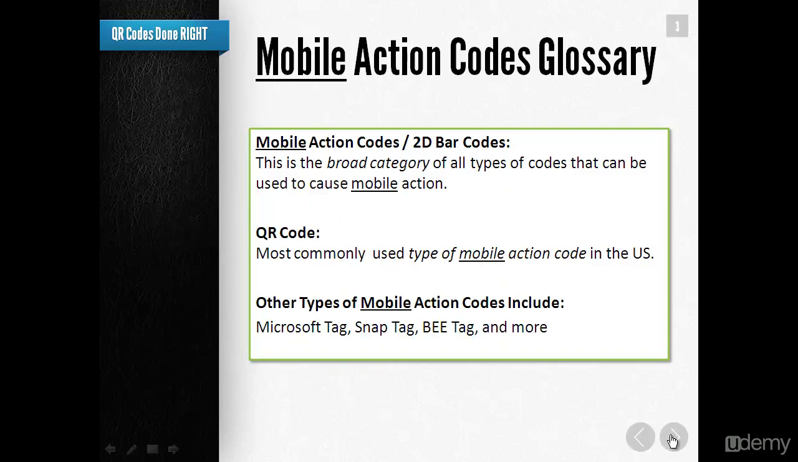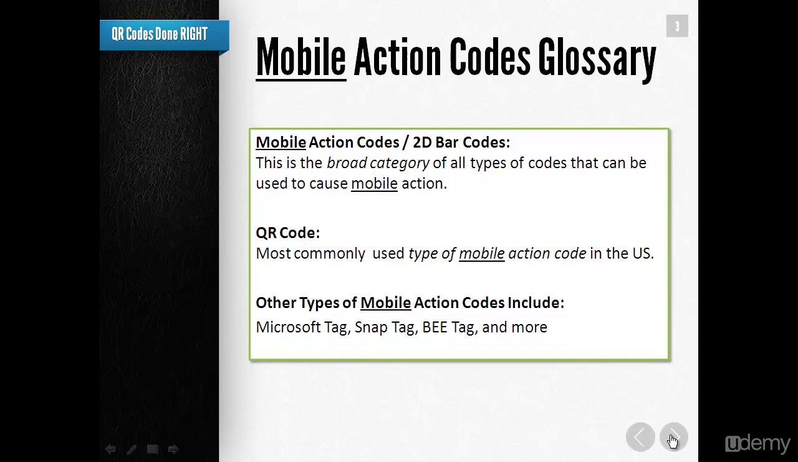Okay, I want to start first with the Mobile Action Codes Glossary. I've been saying QR codes, but it's really important that you understand that QR codes are only one type of mobile action code. Mobile action code is the broad category of all types of codes that can be used to cause a mobile action. They're also called 2D barcodes, which I think is just a horrible name. I think mobile action codes is much smarter.